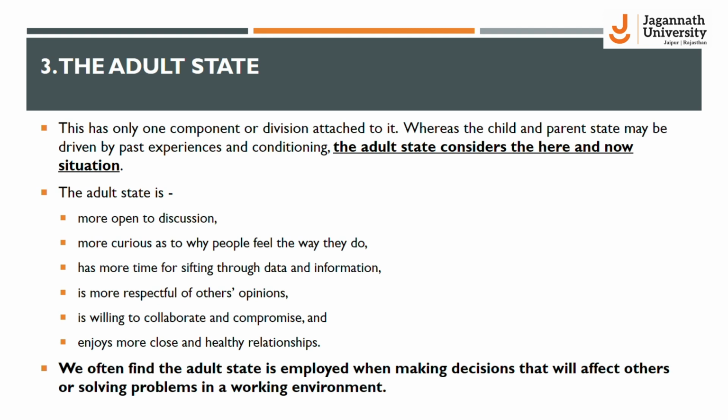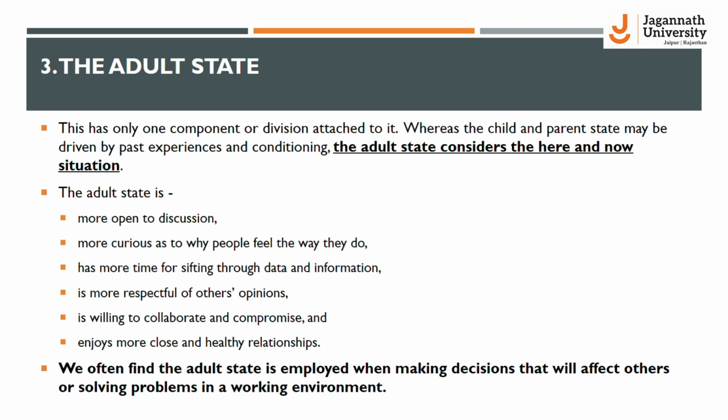The adult state is more open to discussion, more curious as to why people feel the way they do, has more time for sifting through data and information, is more respectful of others' opinions, is willing to collaborate and compromise, and enjoys more close and healthy relationships. So, the nurturing parent state comes closer to the adult state. Not exactly the adult state, but closer to it.